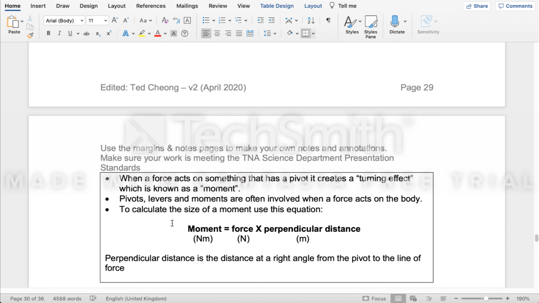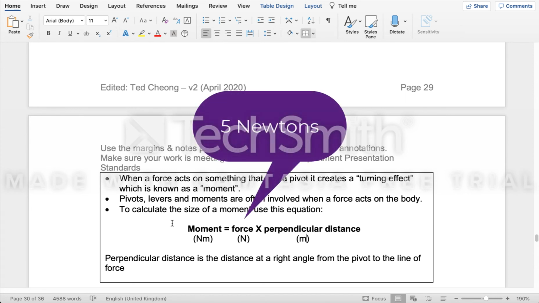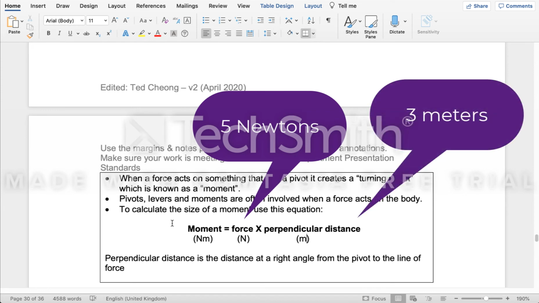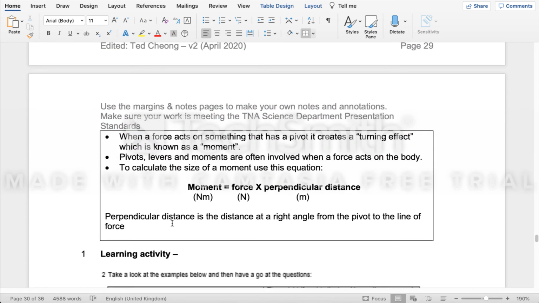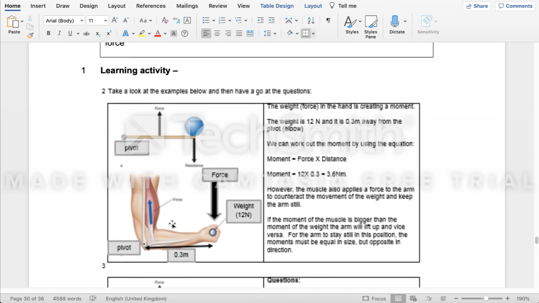So when you're given a problem, you should be given numbers. If I said, with a force of 5 newtons and a perpendicular distance of 3 meters, what you would do is just multiply them together. 5 times 3 is 15, and you have 15 Newton meters as the moment. So you say the moment is 15 Newton meters, not just 15. In science, it's very important that you include the units, because if you don't, we're not sure what you're talking about. 15 what? 15 oranges, 15 apples? 15 Newton meters.